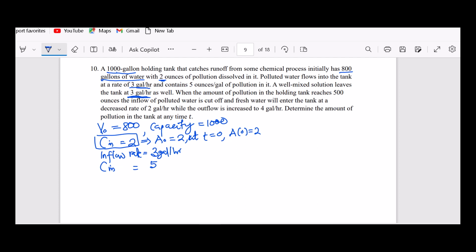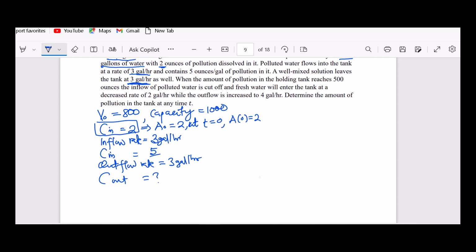Now the concentration in is 5, the outflow rate is also 3 gallons per hour. And then the concentration out, we don't know. That one we don't know. So C out is equal to question mark.